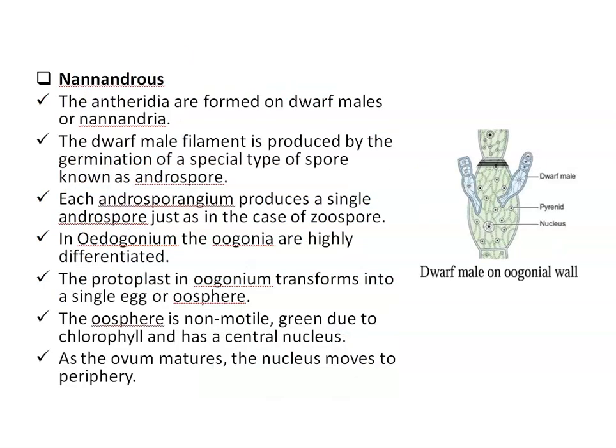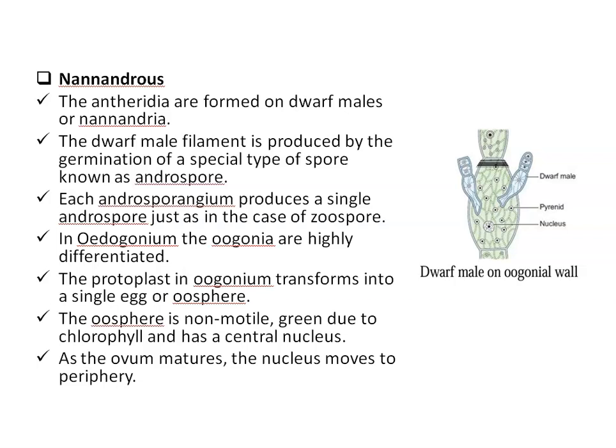In nannandrous form, here antheridia are formed on dwarf males or nannandria. The dwarf male filament is produced by germination of a special type of spores called androspores, as I already told you, and the androspore is produced singly within the androsporangium. Androsporangia are flat, discoid cells slightly larger than antheridia. Each androsporangium produces a single androspore, just as in the case of zoospores. Liberation of androspore is similar to that of the zoospores.